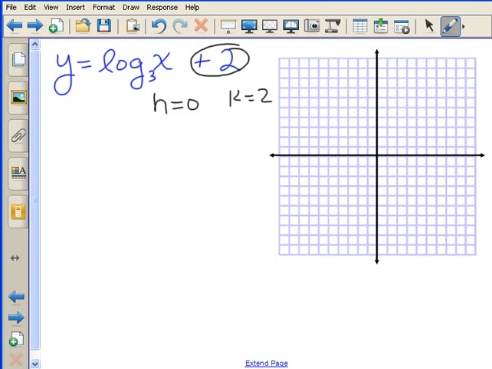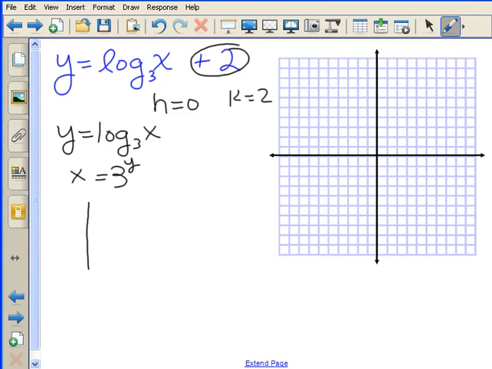To get started, we're going to write just the base part of this, so without the h and k. That would be log base 3 of x, and we're going to make a table of values for that. If you remember in the last tutorial, what we are interested in is the exponential form of this function, which would be 3 to the y equals x.